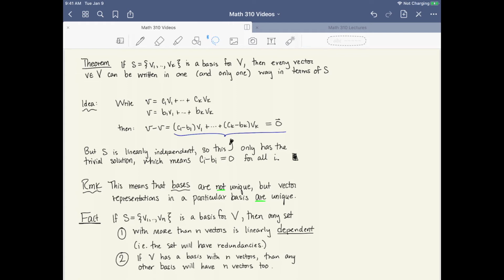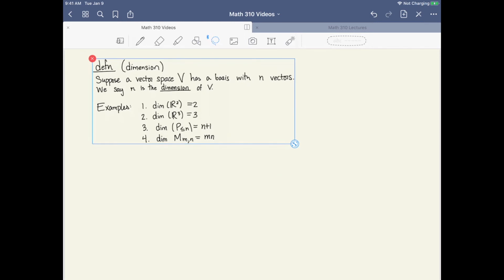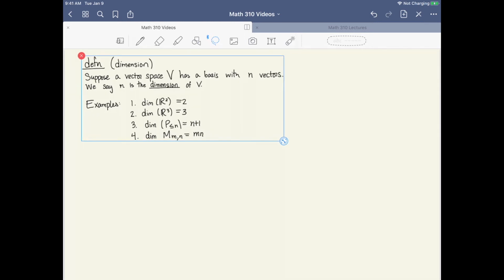Because the number of vectors in any basis for a vector space is always the same, we're now prepared to define dimension. Dimension is another one of these concepts that we have an awareness of and we use and talk about. For example, R3 being 3-dimensional or a plane being 2-dimensional. But now we can really define what it means for a vector space to have dimension. So we will define the dimension as follows.